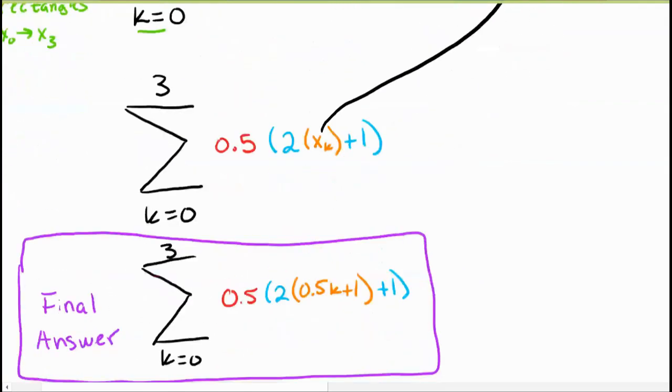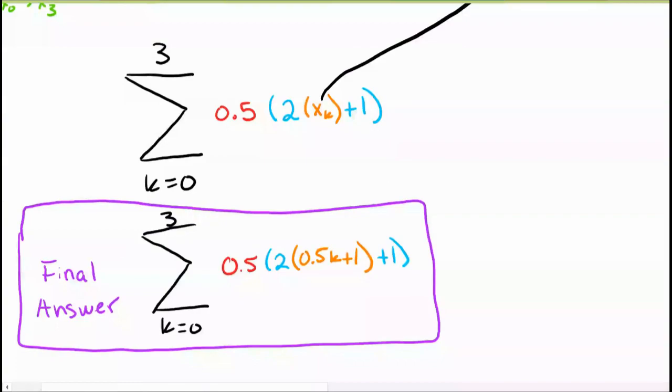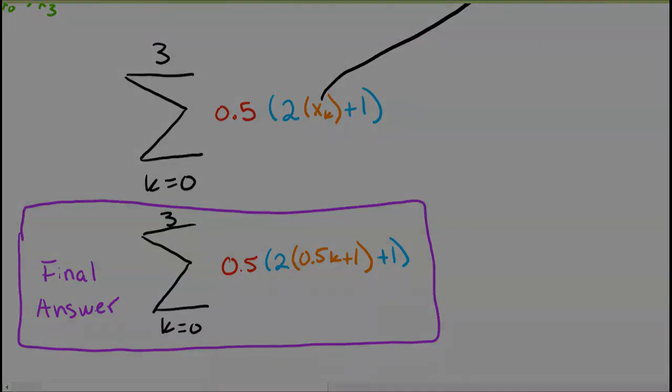So my final answer here, when I've plugged everything in, is going to be k equals 0 on the bottom, 3 on the top, because that's where we're going from. 0.5 is our width, and then our height here is our original function with x of k plugged in wherever x was. Now, technically, could you distribute this and simplify? Yes, but I'm going to leave it as is for now and call this good for our final answer.